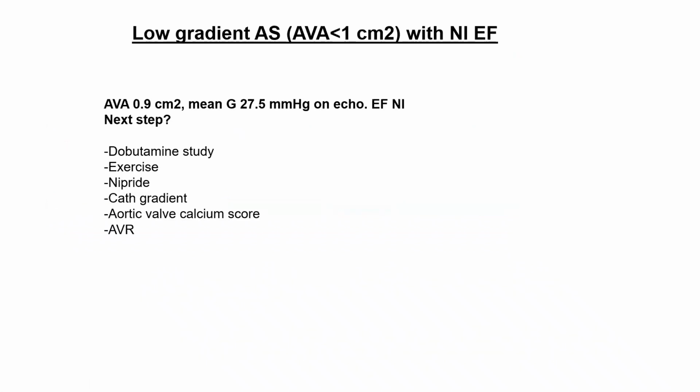I will highlight one more idea, then I will stop. It's the idea of low gradient aortic stenosis with normal EF. So we have somebody with an aortic valve area of 0.9 by echo, mean gradient of 27, and normal EF. What is the next step for this patient? Dobutamine study, exercise, nipride, cath gradient, calcium score of the aortic valve, or aortic valve replacement. Multiple answers here could be correct. The more important answer for me is, is dobutamine study the right answer?